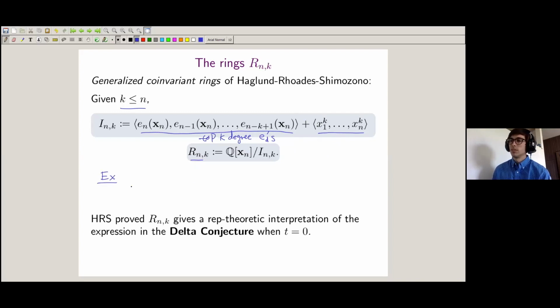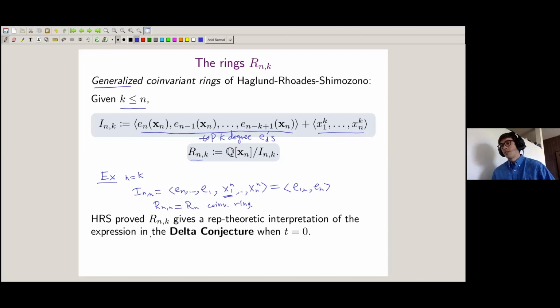So for example, when n equals k, Inn is En down to E1, and then we're also including the nth variable powers, but then it's not so hard to check that this is the same ideal as the one just generated by the e's. So each of these xi to the n's are already generated by the e's. So Rnn is the coinvariant ring. So that justifies the generalized coinvariant ring name.